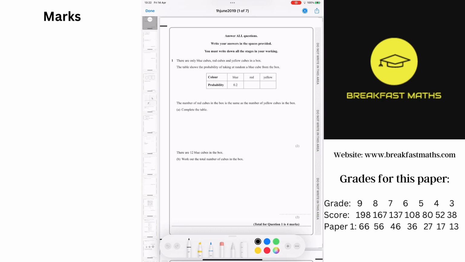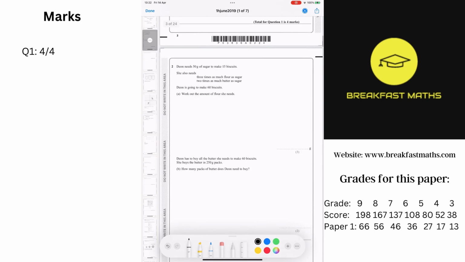This can be 1 minus 0.2, which is 0.8, divided by 2, which is 0.4. Perfect. 12 cubes. This here will be 0.4, 0.4. Okay. 12 cubes in the box, work out the total: 12 blue cubes. Let's read that carefully. So we're going to do 12 divided by 0.2, same as 12 times 5, which is 60. Alright, question 1 done.